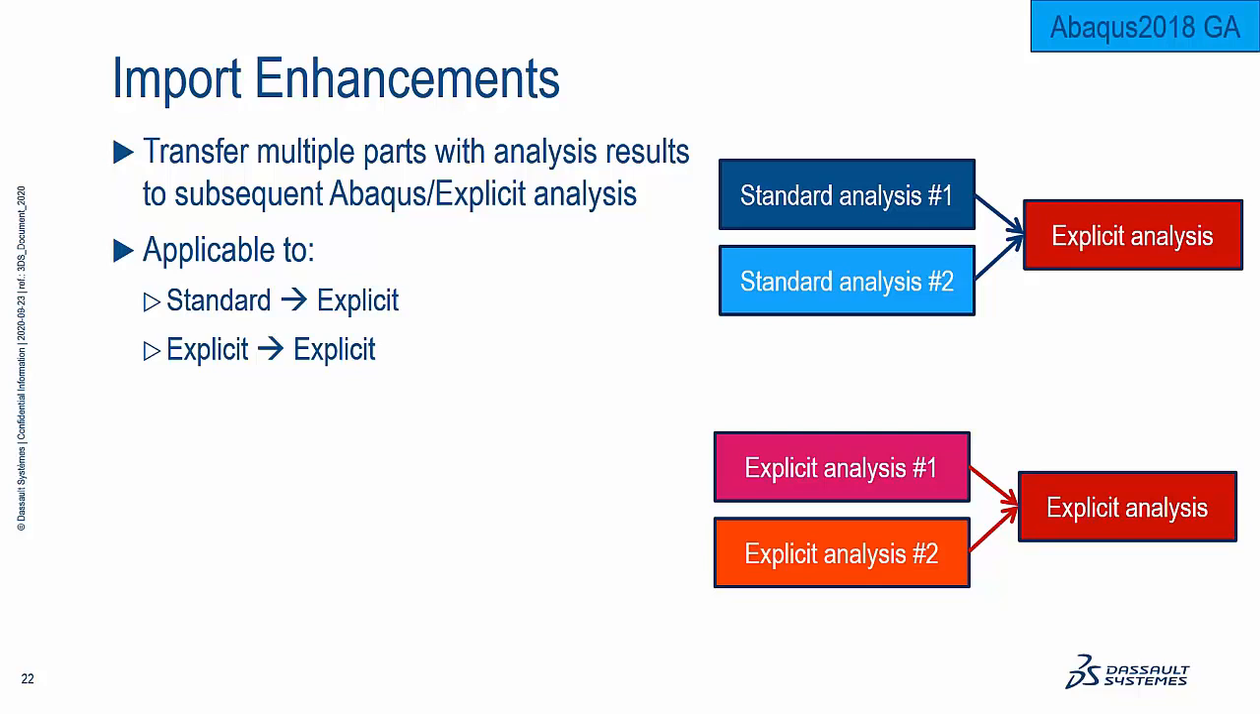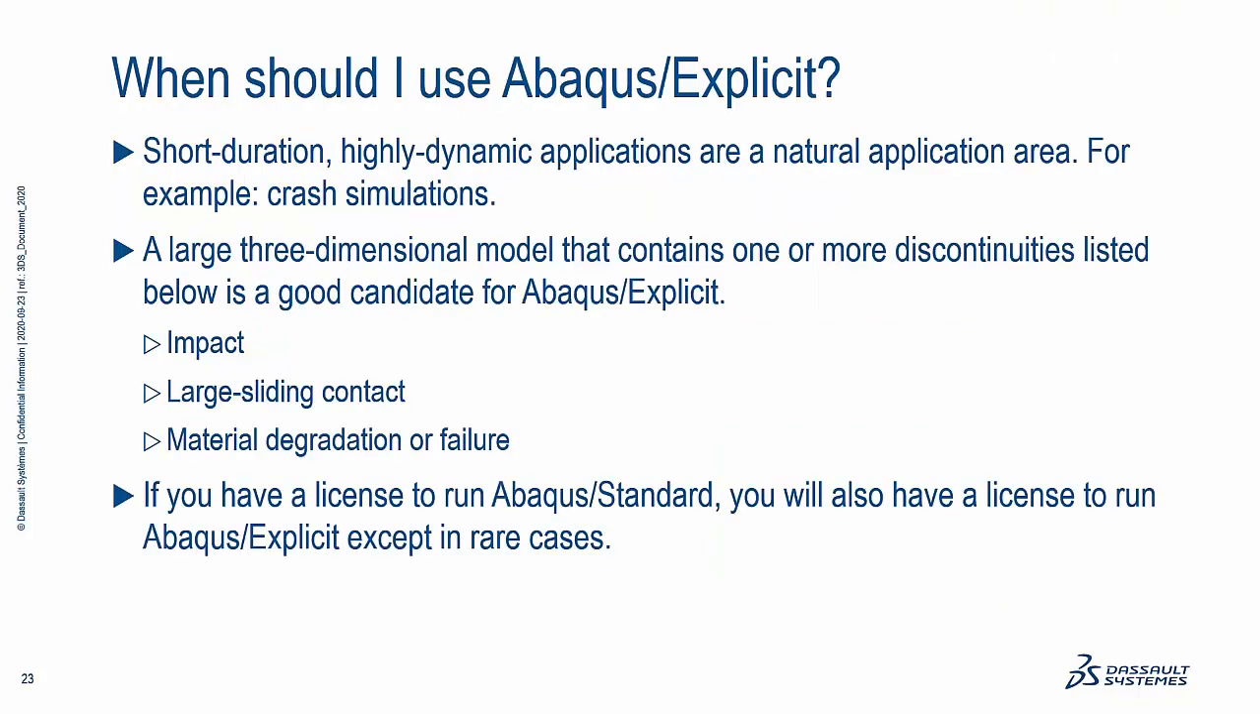We're going to talk a little bit about another technique to transfer data back and forth between codes that goes outside of the import capability. So again, when should I be using explicit? Short duration, highly dynamic applications. And if you are running Abaqus Standard analyses right now, chances are really, really good, unless you specifically have tokens where you told your sales rep, I am never going to run Abaqus Explicit, you have everything you need to run Abaqus Explicit.